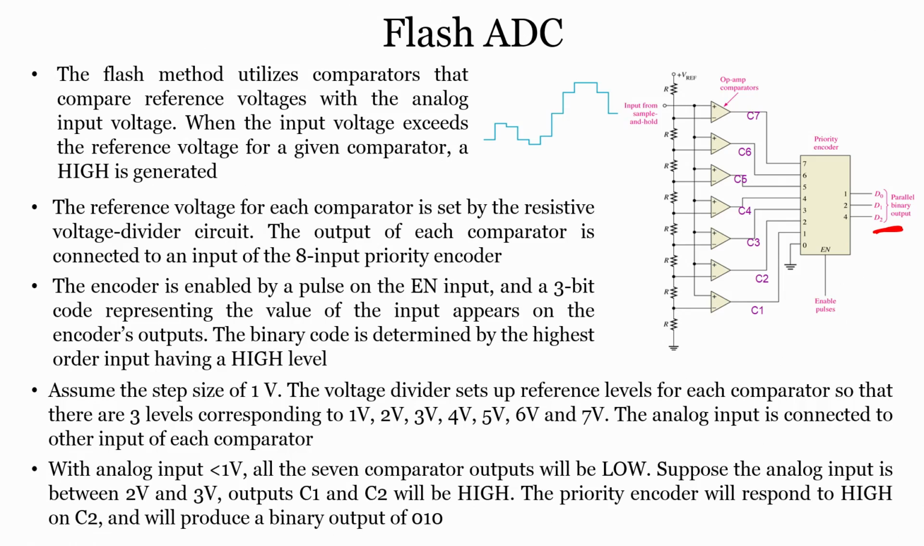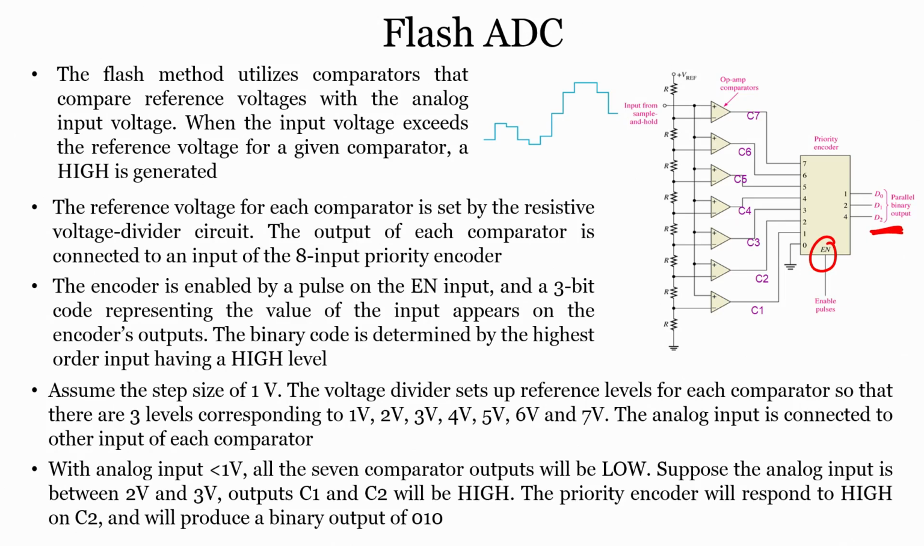The output of each comparator is connected to an input of the 8 bit priority encoder. This is a priority encoder which is an 8 input priority encoder. The encoder is enabled by a pulse, and a 3 bit code representing the value of the input appears on the encoder's output. Here is the output that appears at the encoder's pins 1, 2 and 4. The binary code is determined by the highest order input having a high level.